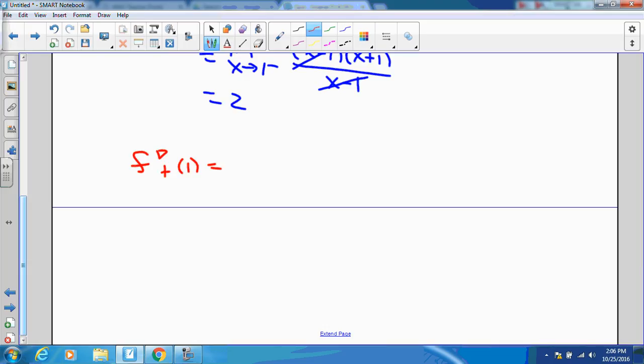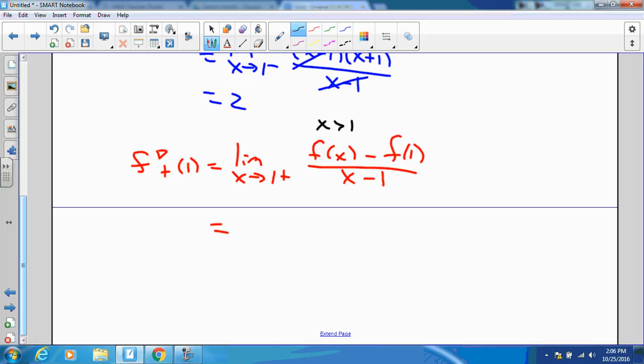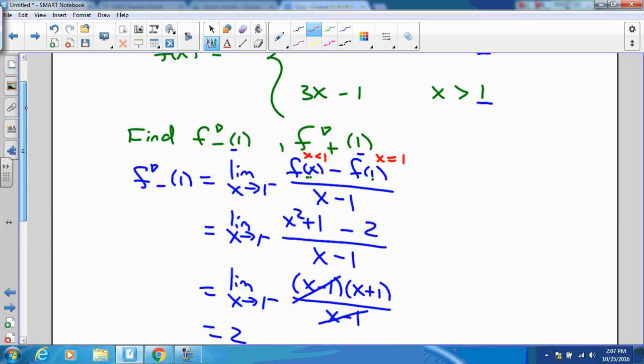What about f prime from the right? Same song, second verse. We set up the difference quotient and take its limit. That's all good. But now we use the definition of f for x's that are greater than 1, because I am approaching 1 from the right. And when I get to f of 1, this will be the same value of f of 1 as I used in the other one, because it is the definition of f when x is 1. And so automatically I can put 2 in here.